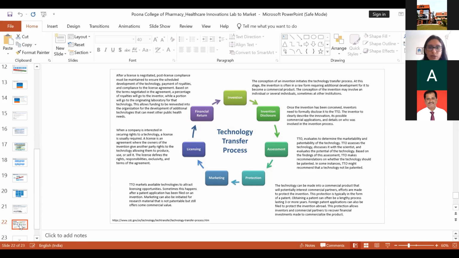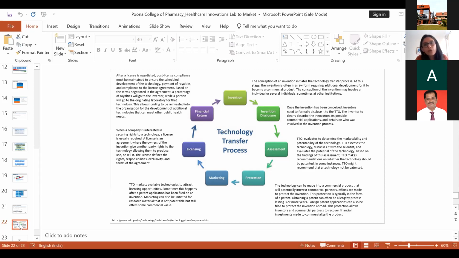Exclusive means only between you and that company. You sell only to that company. Non-exclusive means you can sell it to as many companies as you want. And after the license is negotiated, there is a process where you decide how much money you are going to get, how much money the institute is going to get, what percentage goes to whom. And once all of this is done, you sign the agreement and there is an official transfer of technology.